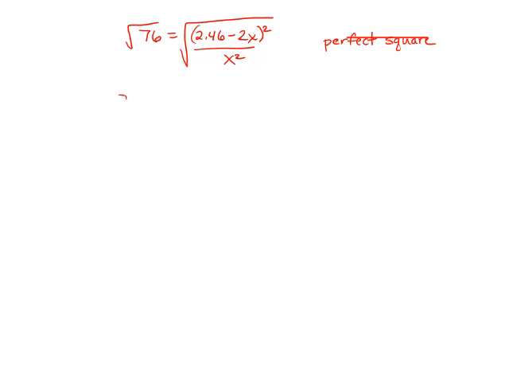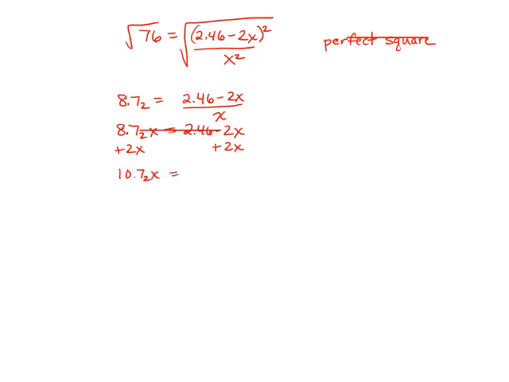The square root of 76 is 8.72, and on the right side we're left with (2.46 minus 2x) over x. Multiplying both sides by x, we have 8.72x is equal to 2.46 minus 2x. Adding 2x to both sides gives us 10.72x is equal to 2.46. And dividing both sides by 10.72 gives us that x is equal to 0.23.